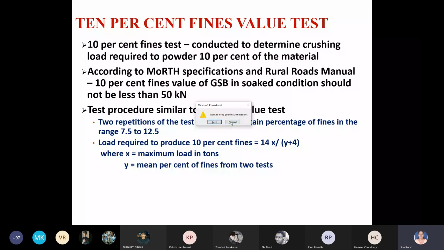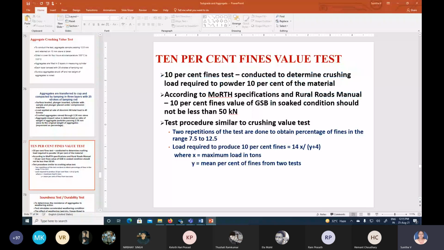The rest of the portions next. Any doubt?